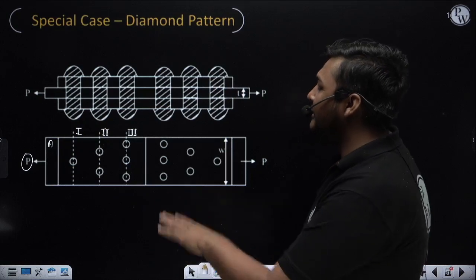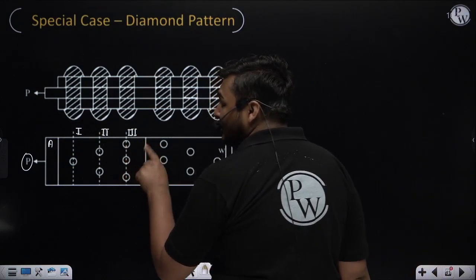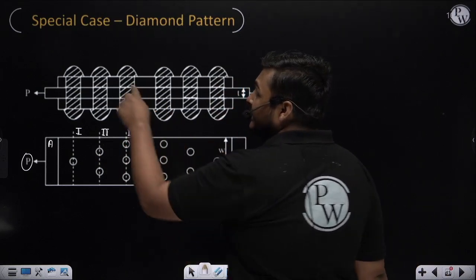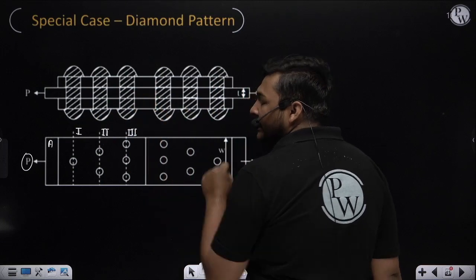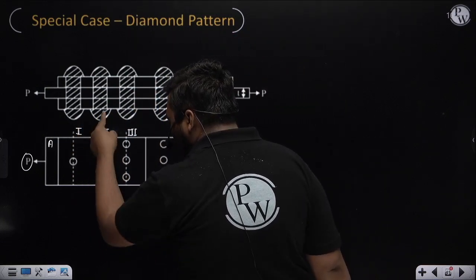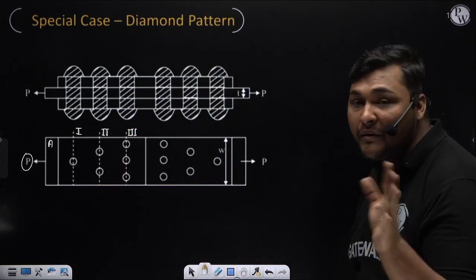Okay, so this is the diamond pattern. Right now, if you write the complete naming, it is a triple riveted, double strap plate butt riveted joint with diamond pattern, in which the number of rivets in this row is 1, in this row is 2, and in this row is 3. So here the number of rivets in each row is not the same.